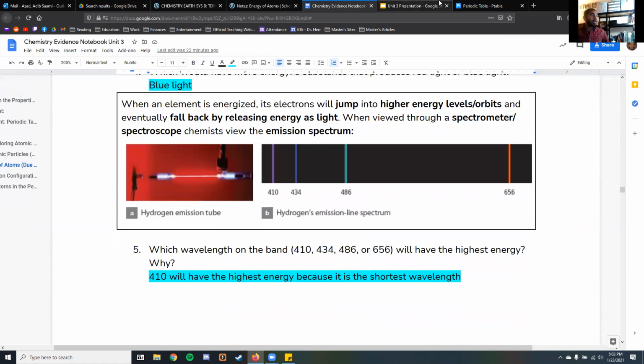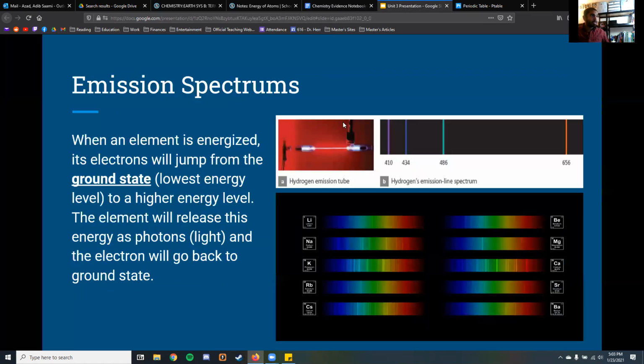Now, to go to this image, let's scroll down here. If you take any element, the gas form of the element, put it in a tube and run some electricity through it, that element should get energized. And when it gets energized, it produces a very unique color. Every element produces its own unique color. And if you take an instrument called a spectroscope, you could see its emission spectrum.